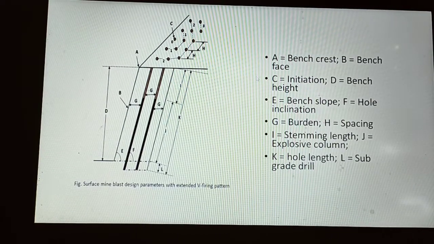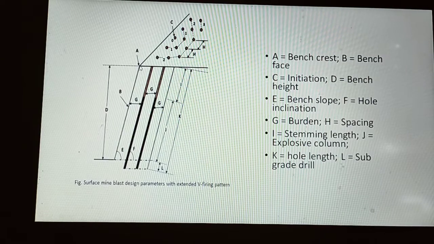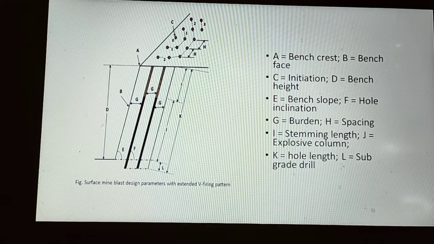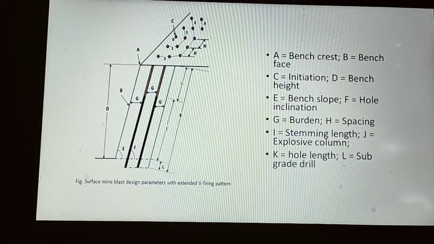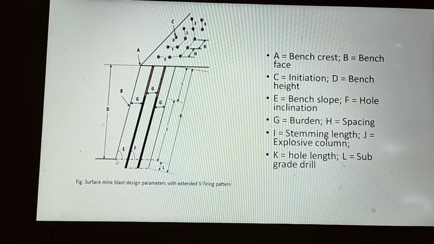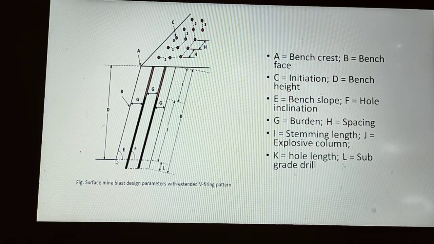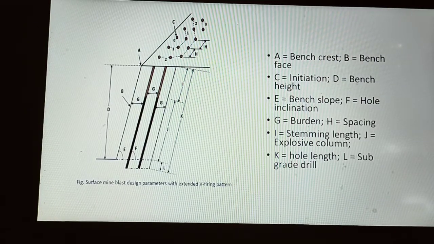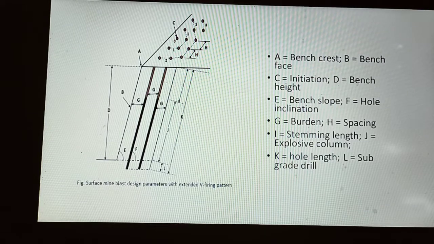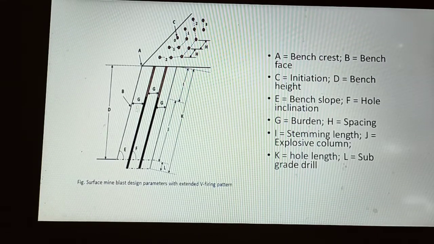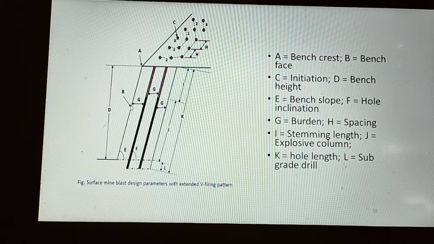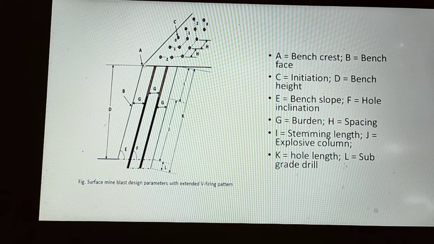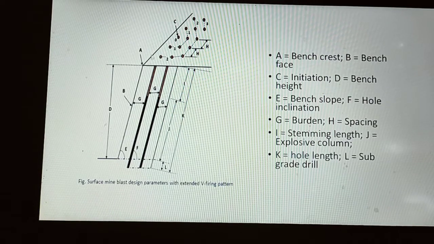As you can see here, A is the bench crest. It is the top edge of the bench, and this, which I did not mention here, is the bottom edge of the bench. It is known as the toe. The bottom edge of the bench is known as the toe. And B represents the free face. This is a free face, and this is also a free face.